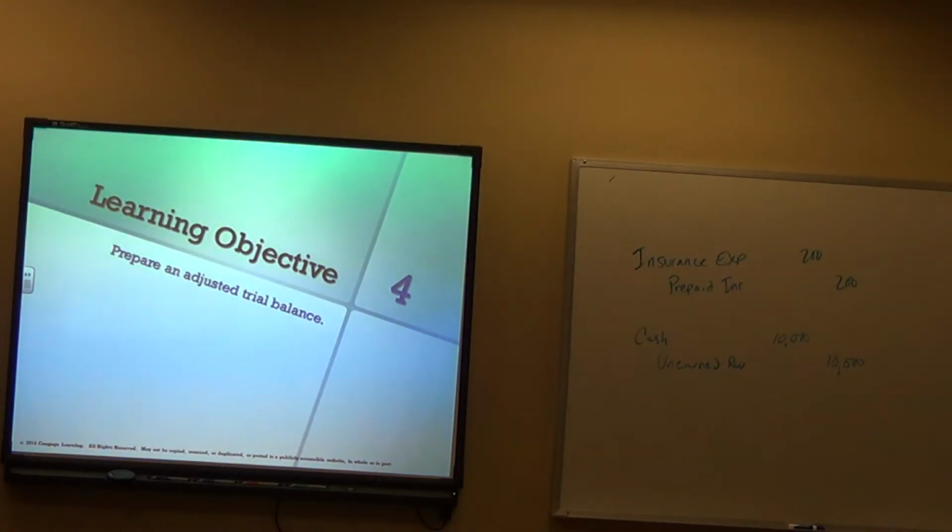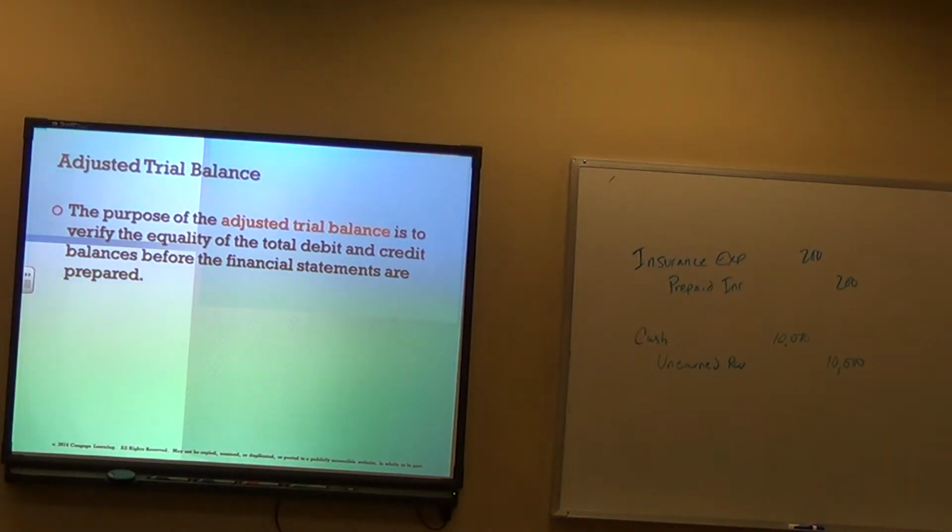All right. Now lastly, what we're going to take a look at is how to prepare an adjusted trial balance. The purpose of the adjusted trial balance is to verify that debits and credits are equal. That's basically what it comes down to. We want to make sure that they are equal before we start preparing the financial statements. If they don't equal, then we've got a problem.